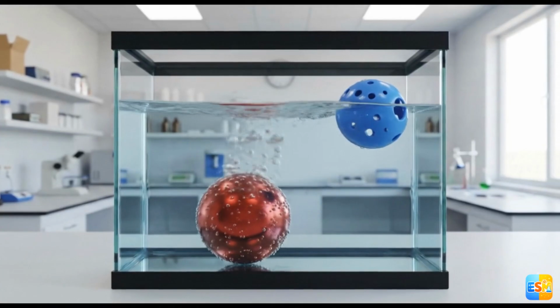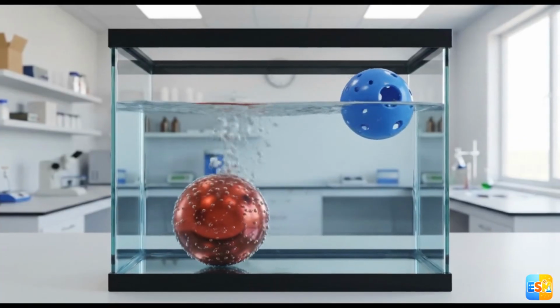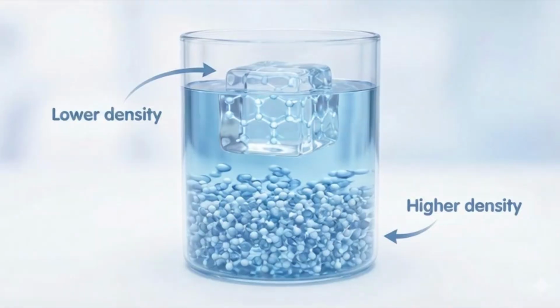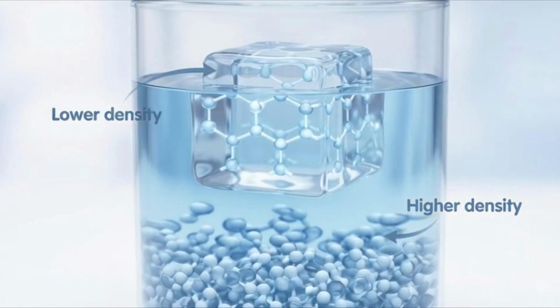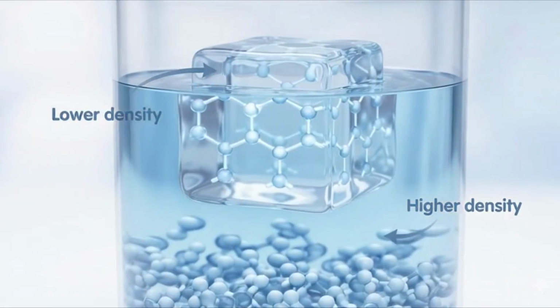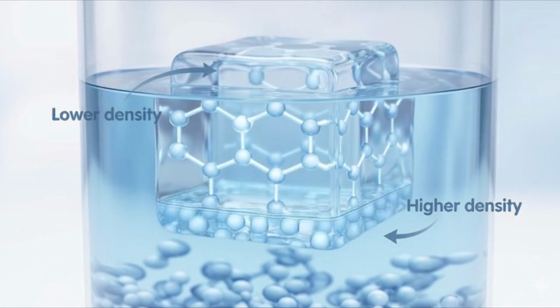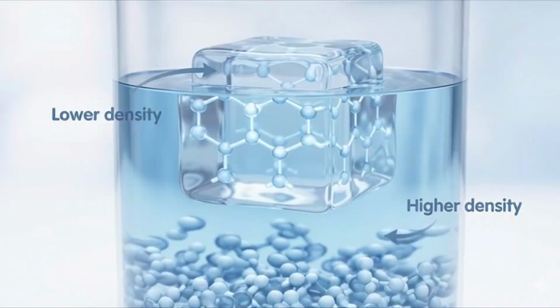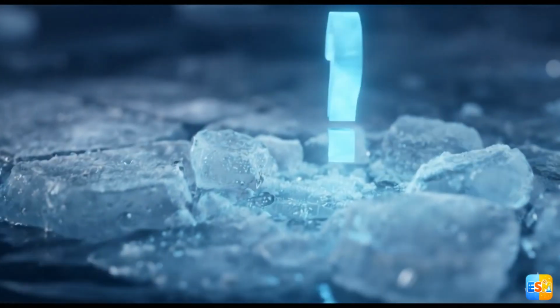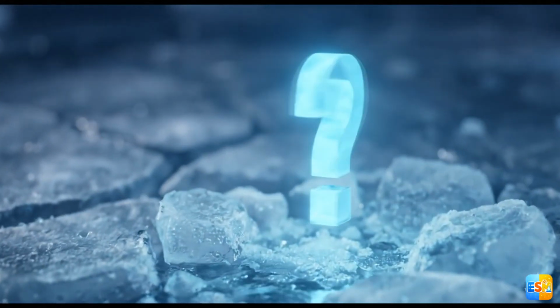To understand why ice floats, we need to look at one key idea: density. Density describes how much mass is packed into a certain amount of space. When an object is more dense than a liquid, it sinks. When it is less dense than the liquid, it floats. So the question becomes simple: is ice more dense than water, or less dense?